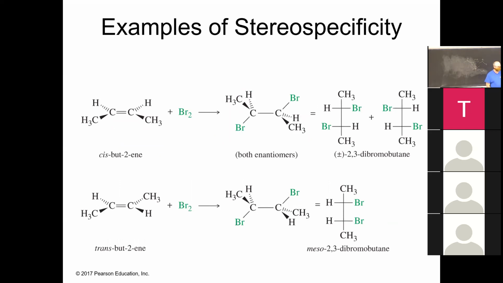We can observe this type of stereospecificity in other alkenes, such as cis and trans 2-butene. If we add bromine to cis-but-2-ene, we'll get 2 enantiomers. We'll get a racemic mixture, plus or minus 2,3-dibromobutane. If we start with the trans, we'll actually get the meso.